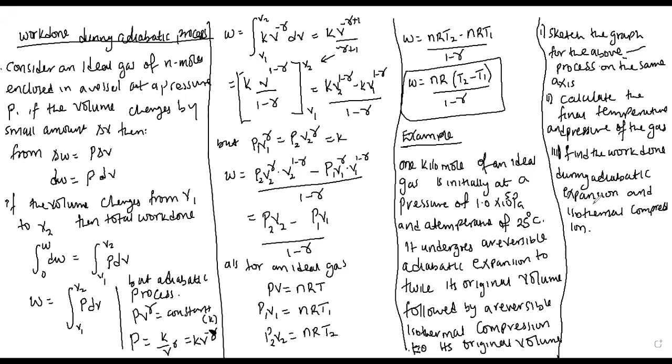So that's our number. It reads: 1 kilomole of an ideal gas is initially at a pressure of 1 times 10 power 5. And the temperature initially was 25 degrees Celsius. It undergoes a reversible adiabatic expansion to twice its original volume, followed by a reversible isothermal compression to its original volume. Sketch the graph.